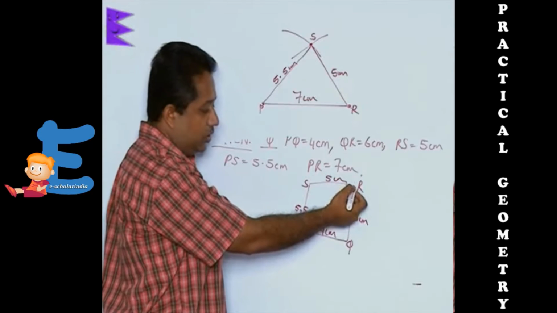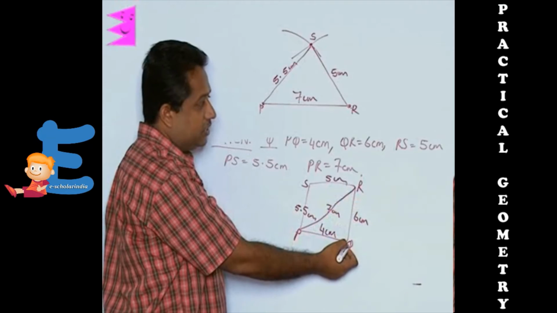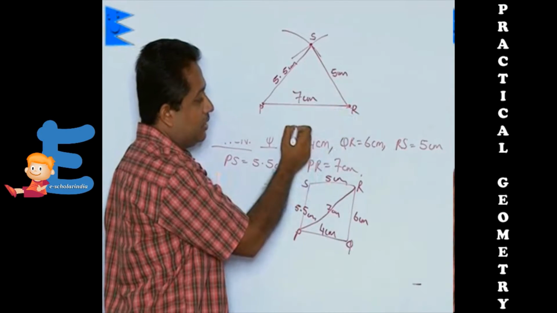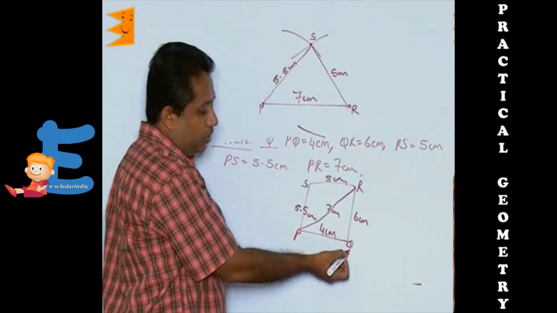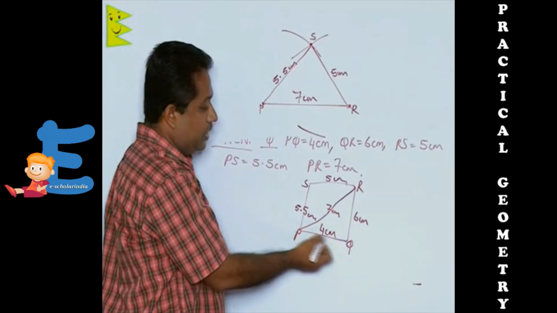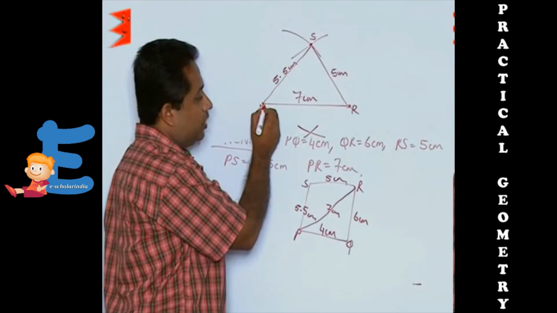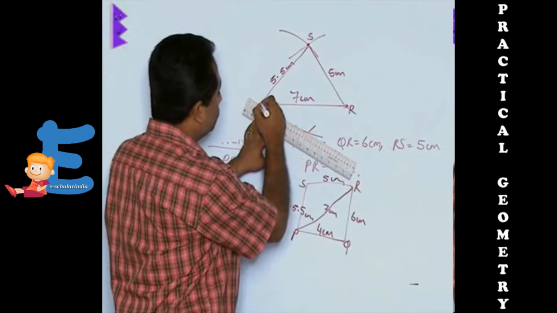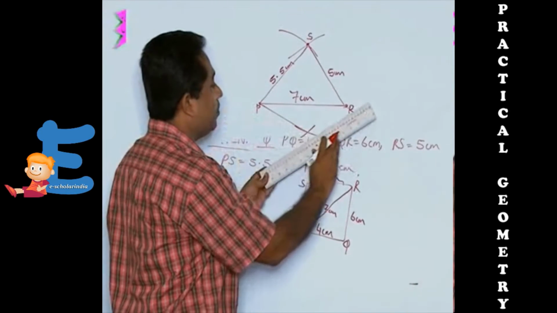Now you have to go below this. From R to Q, the dimension given is 6. So from here you are going to take a radius of 6 centimeter and cut an arc from R, and from P you are going to take 4 centimeter. PQ is given 4 centimeter. So from P take 4 centimeter and cut the previous arc. Then join these two points here, and you are also going to join R to this intersection point.